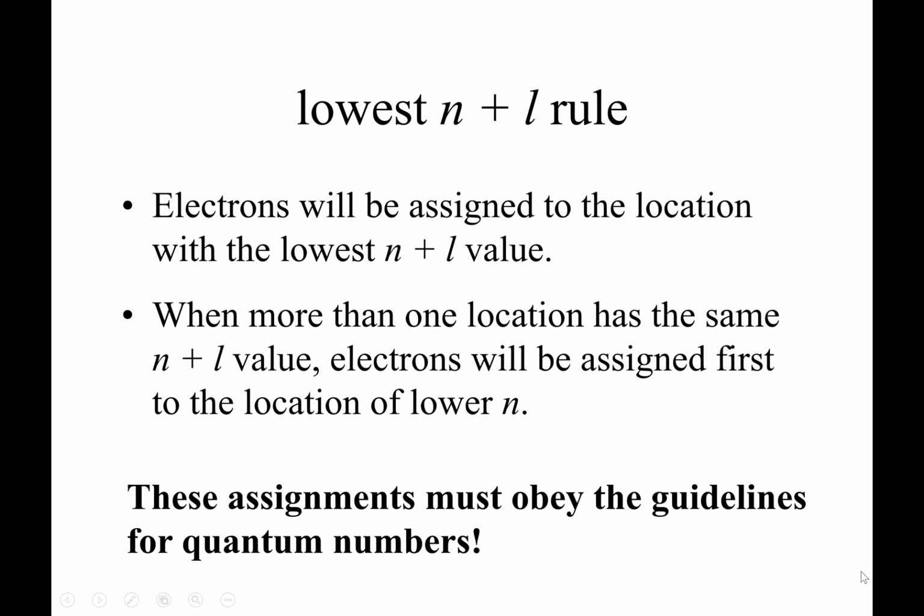So electrons will be assigned the lowest possible location that's unoccupied, according to all the rules we talked about. Now, when more than one location has the same n plus l value, you're going with the lowest n. So that definitely happens. Like here, we have 2 n plus l values equal to 3, but this is the lowest n. So they're going to go here first and then here.